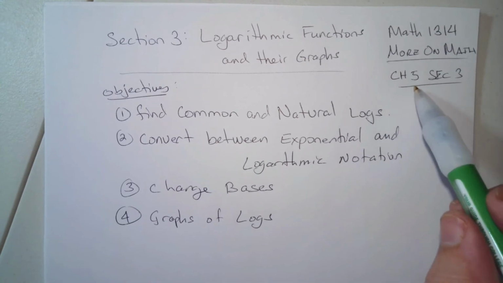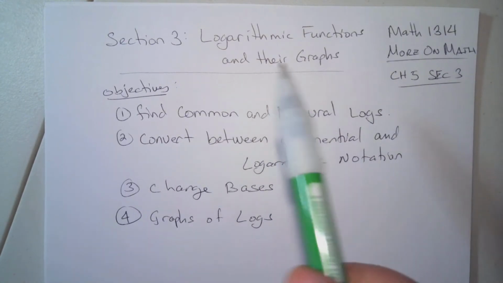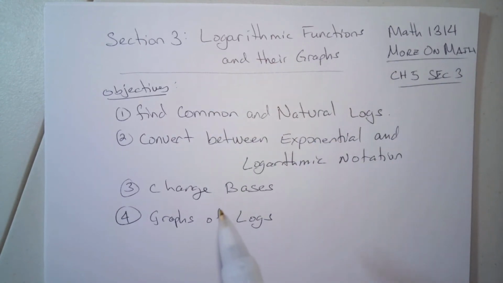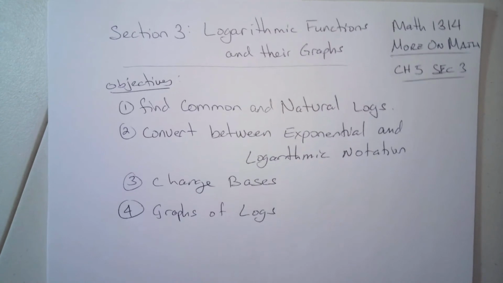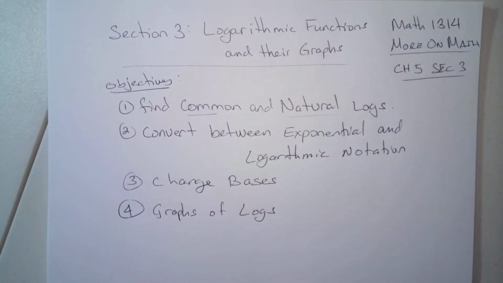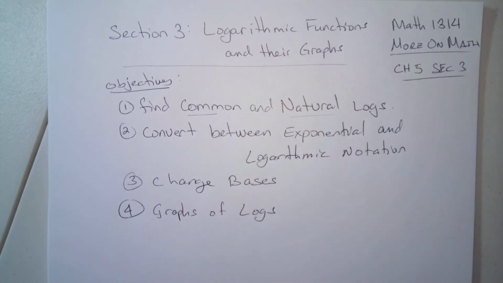Today we're going to talk about Chapter 5, Section 3. Section 3 deals with logarithmic functions, or logs, and their graphs. Today we're going to find the common and natural logs. And then we're going to convert between exponentials and logarithmic equations. Then we're going to talk about change of bases and why we do those. And then we're going to talk about the graphs of the logs.